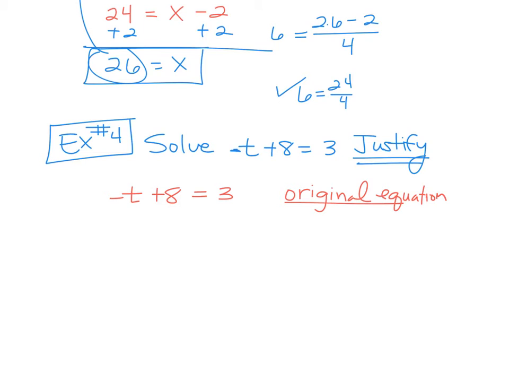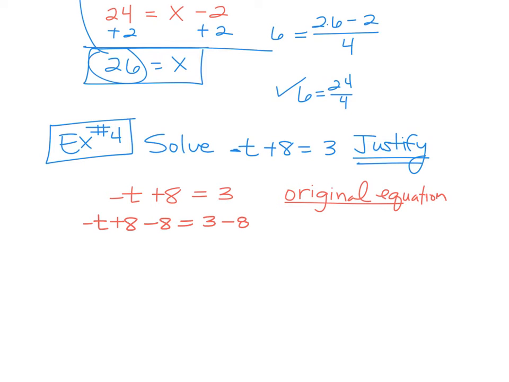What would we do next to solve this? Subtract 8. Okay, so here's what it's going to look like in the book. They're going to say negative t plus 8 minus 8 equals 3 minus 8. Right? We're going to subtract by 8 on both sides. They do it horizontally. I always work vertically. It's doing the same thing. They're just showing you the step.